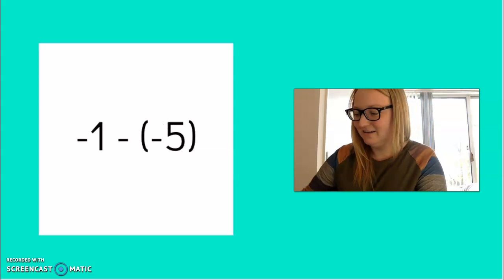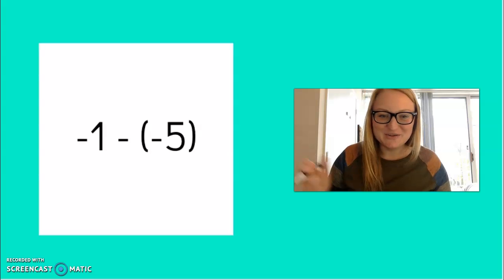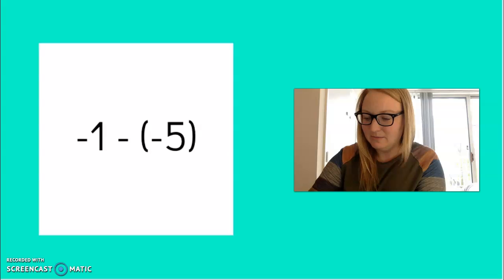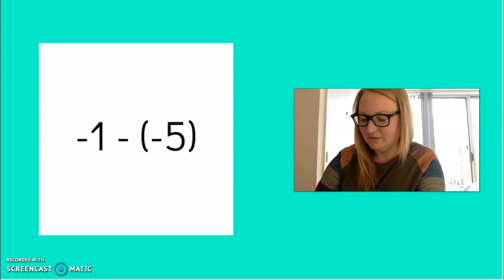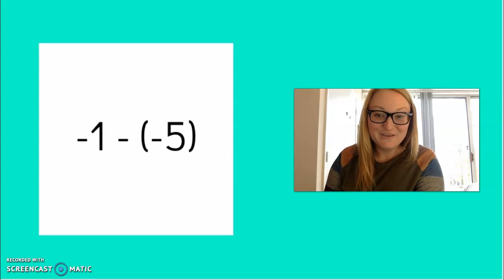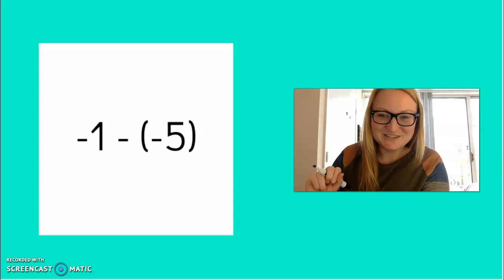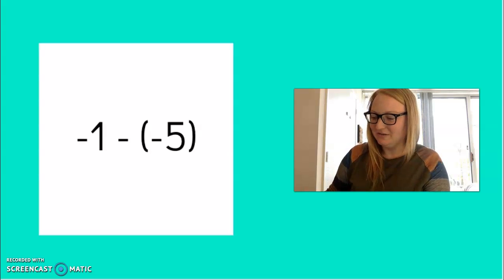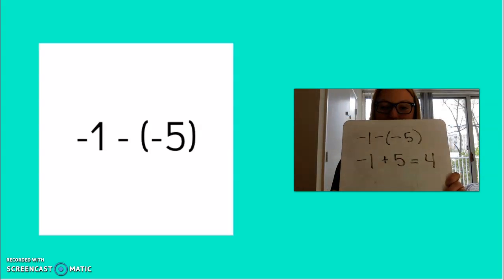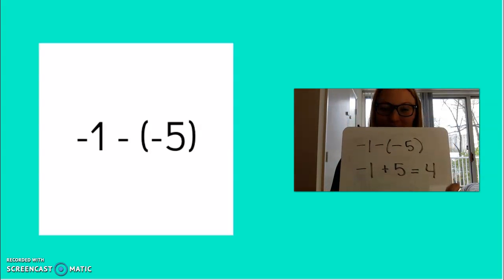All right, give this one a shot, and I'll do it on the whiteboard as well, and then we can compare. Negative 1 minus negative 5. If you need more time, press pause because I'm going to show you the solution here to check yourself with mine.